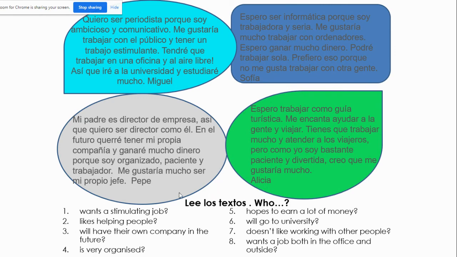I want you to read the texts and tell me who is wanting to do the following actions, okay? So for example, who wants a stimulating job? You need to look at it, find the key words in here and try to do it in your own time. I'll allow you to stop the video now and try to do it. And very shortly, I'm going to give you the answers.